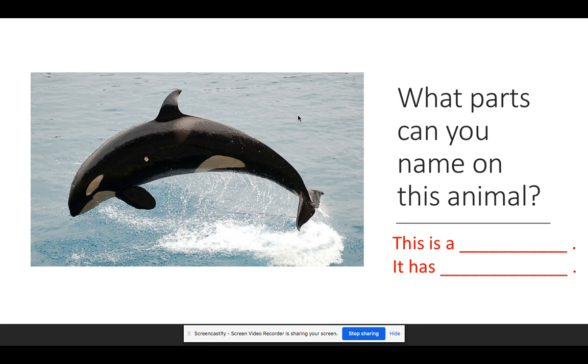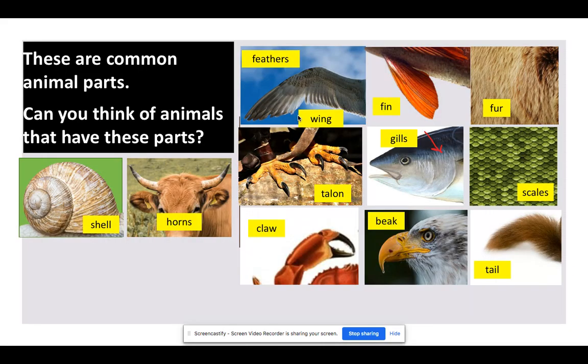So I can see fins, I can see a tail, I can see some eye holes, I see a head area. And so this one's a little more difficult, but it is another animal that we can look at, and we can continue to think about all of the different body parts it has.